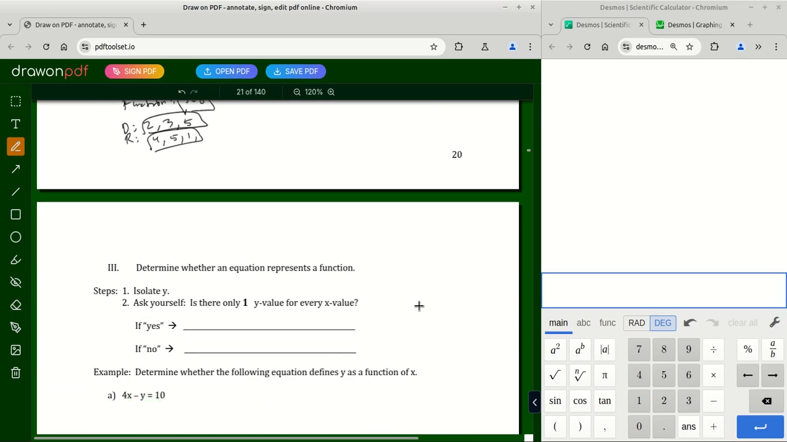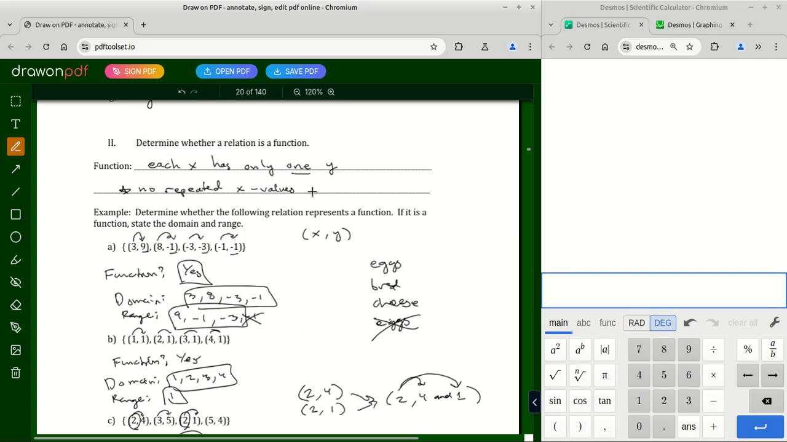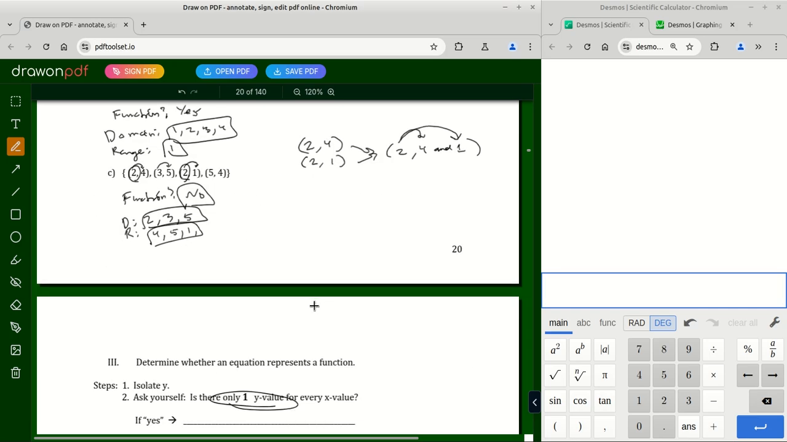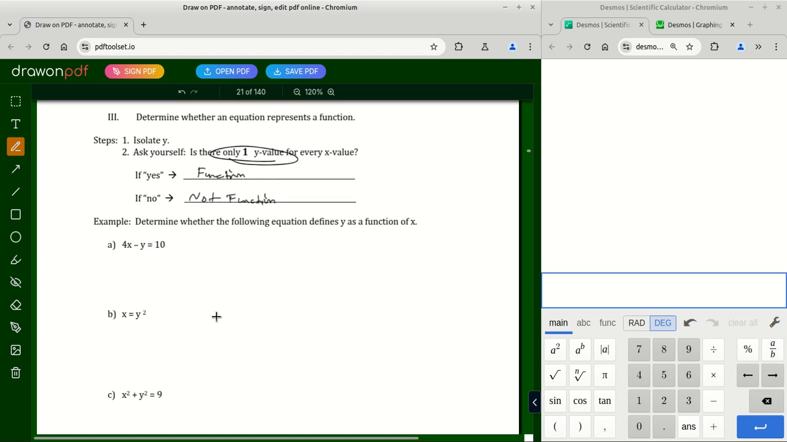Okay, keep cruising. They say, hey, function, it has only one y for every x. Every x has only one y value. One y value. There you go. There's the key trick. And again, yes, function, no, not a function. One y value, one y value. Okay, that's what we're looking for.